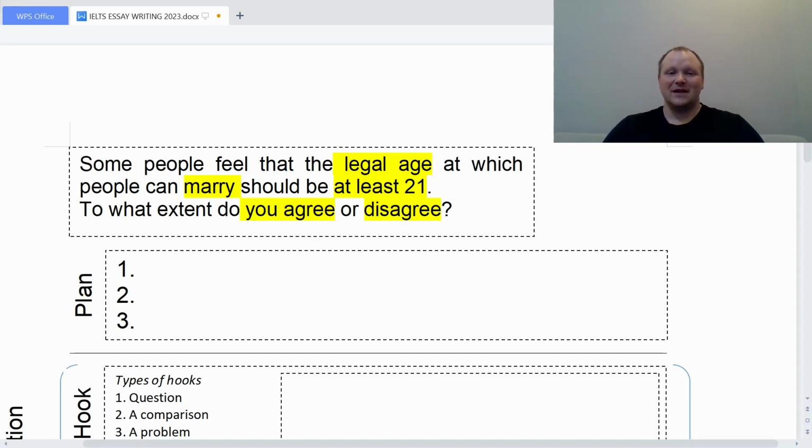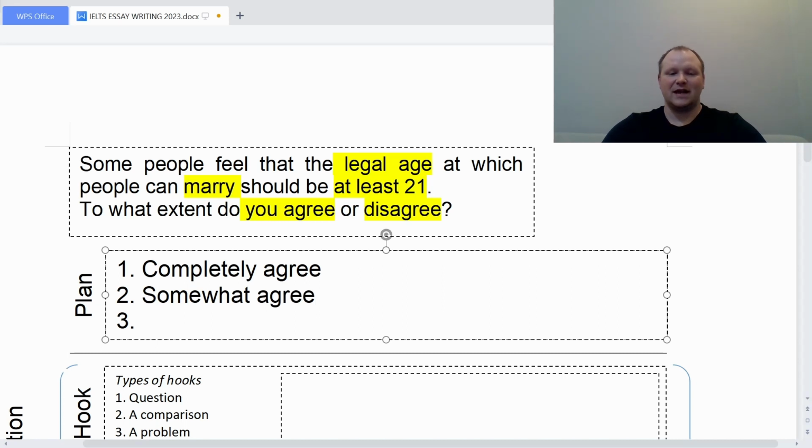Some people feel that the legal age at which people can marry should be at least 21. To what extent do you agree or disagree? Now, as I've said to many of my students, you always have three opportunities. We either are going to completely agree, you can somewhat agree, and then you can totally disagree.